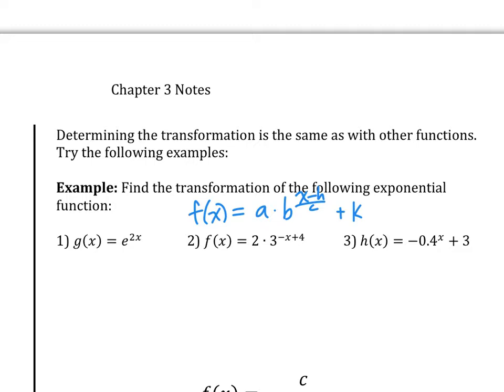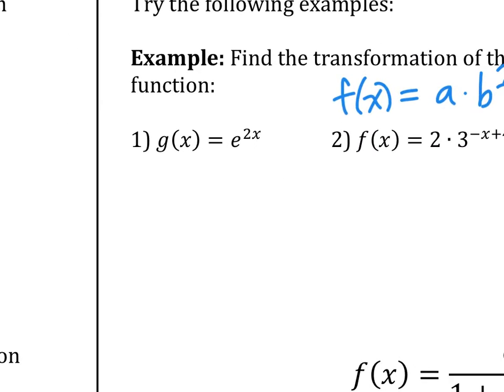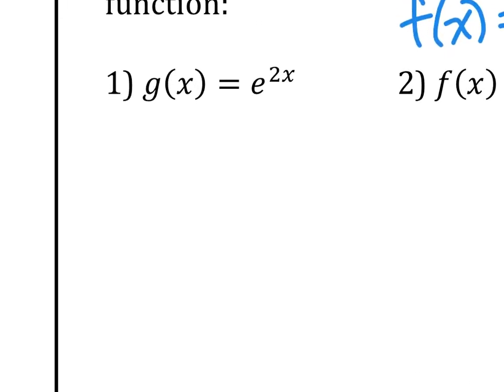The parent function this time is b to the x, whatever b is. It could be e, could be 2, could be whatever that number is. It is the entire parent function. So let's look at number 1. What is the parent function? Everybody. e to the x. Good. So then the only transformation is this 2. The question is, what does the 2 do? Stretch. If it's a vertical stretch, that number would be outside of the function. This one's inside the function.